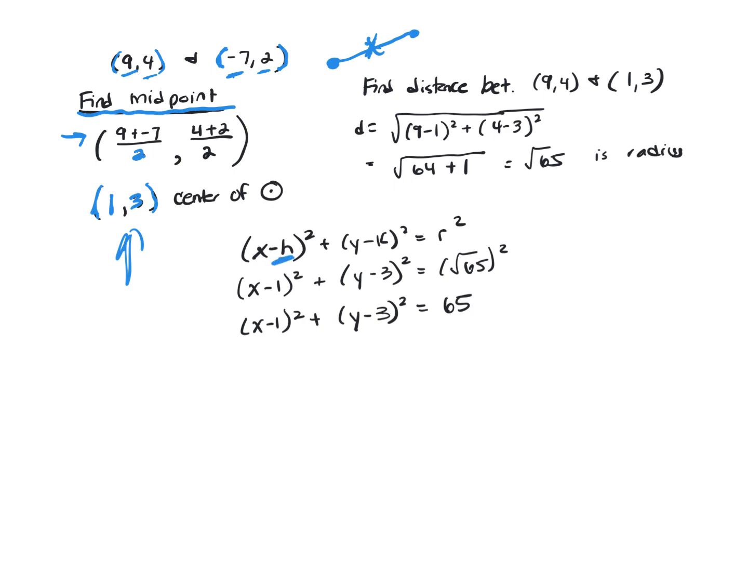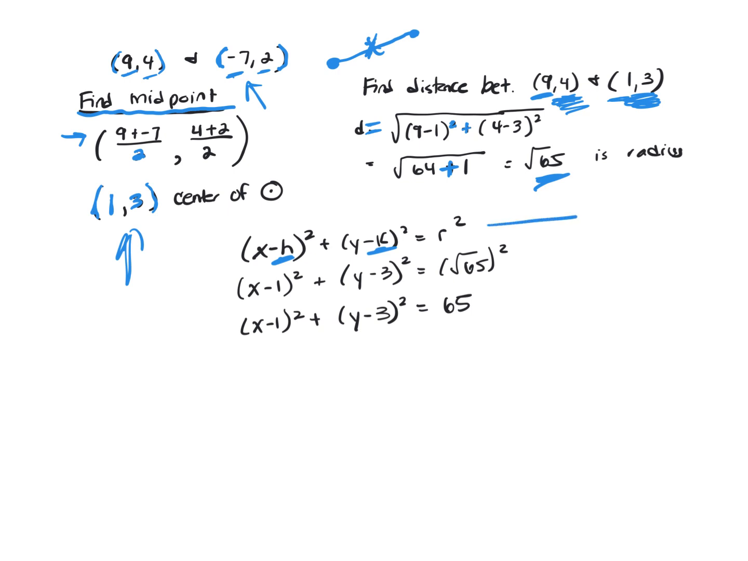You found the center, the h, k. And now you need to find the length of the radius. So find the distance between the center of your circle, which is (1, 3), and either one of these points. It doesn't matter which one. I chose (9, 4). The way you find the distance between two points, you subtract the x's, so that would be 9 minus 1 squared plus subtract the y's, 4 minus 3 squared. 9 minus 1 is 8, 8 squared is 64, plus 4 minus 3 is 1, 1 squared is 1. That gives you the square root of 65 as your radius.